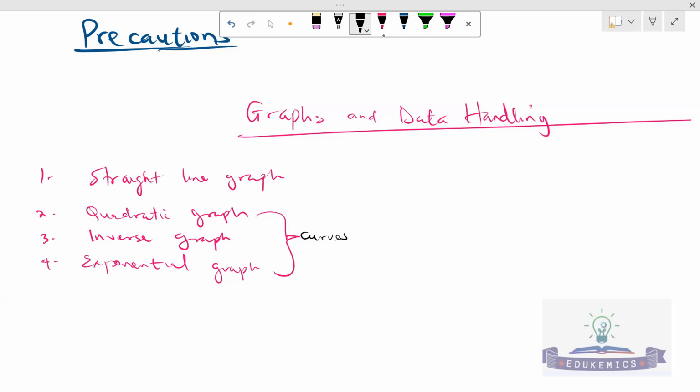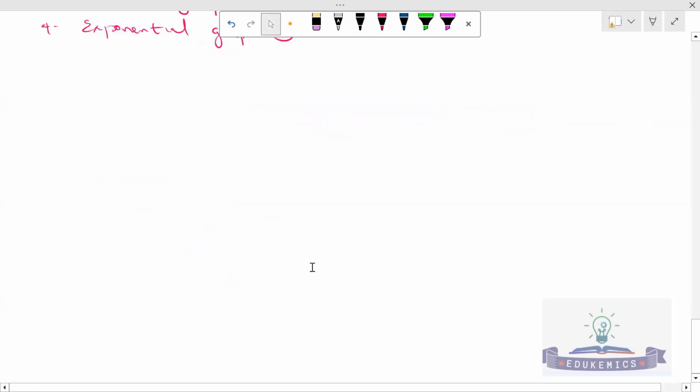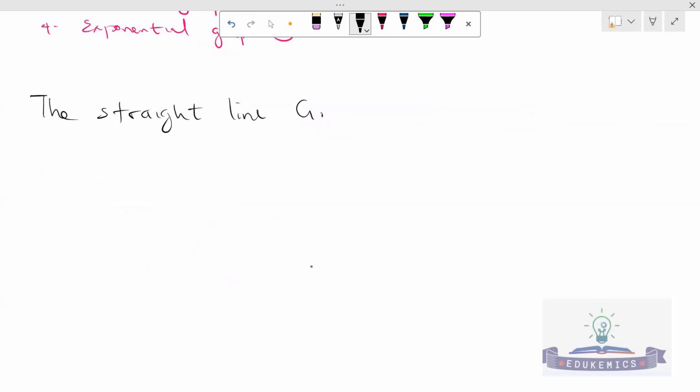This is very, very important. So let's look at the straight line graph.